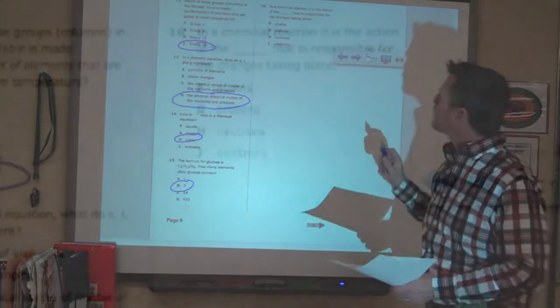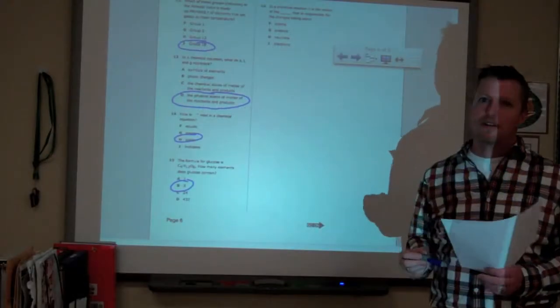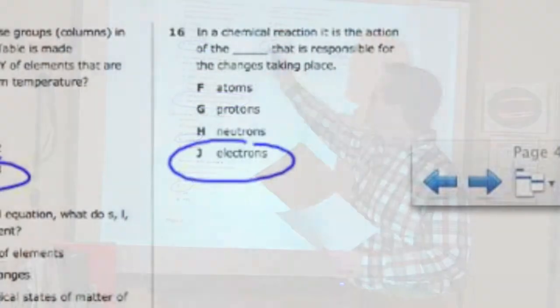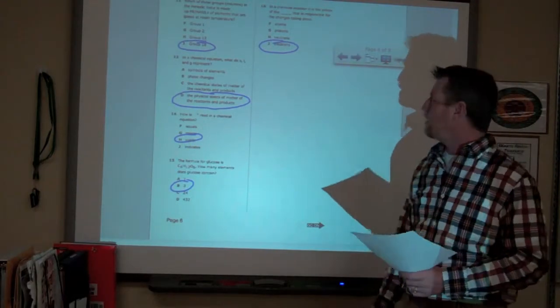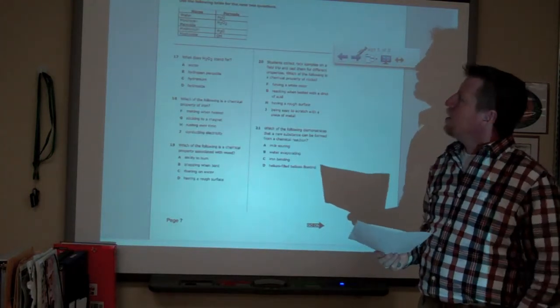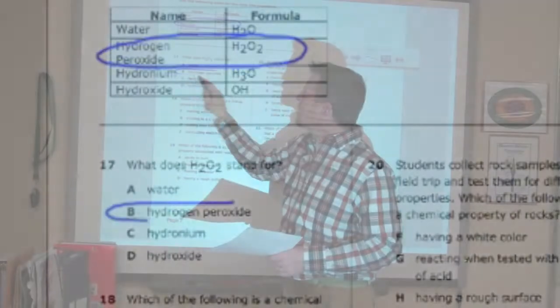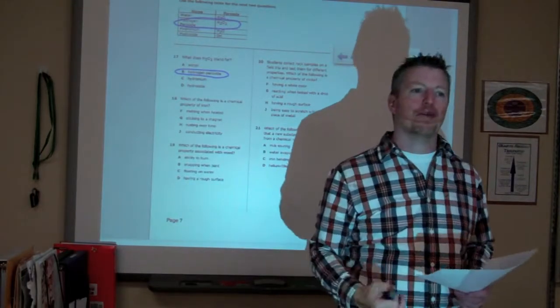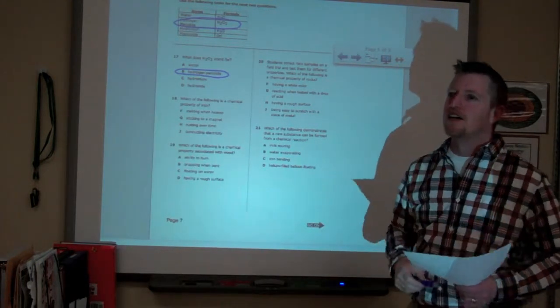Okay, number 16. In a chemical reaction, it is the action of the blank that is responsible for the changes taking place. Electrons, good. There are actually 3 questions in this test pertaining to electrons because they are so important in regard to the behavior of atoms, okay? Okay, 17 was simply being able to read this chart. It says, what does H2O2 stand for? Hydrogen peroxide, right here. Also, you should know that anyway, because of the lab we did where we looked at water and hydrogen peroxide, right? And Jaime almost tosses cookies in the trash can, right?